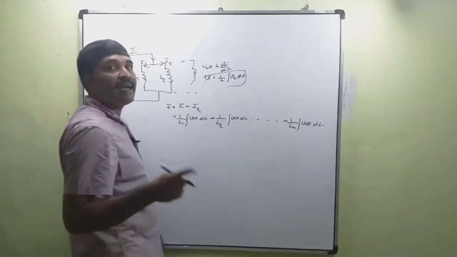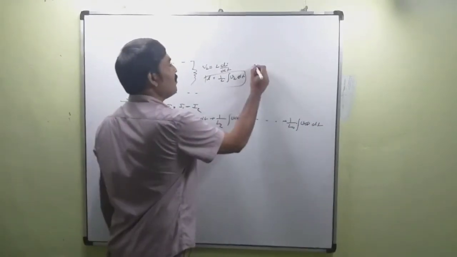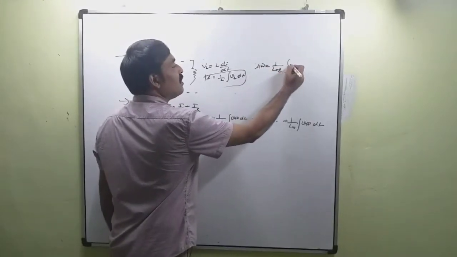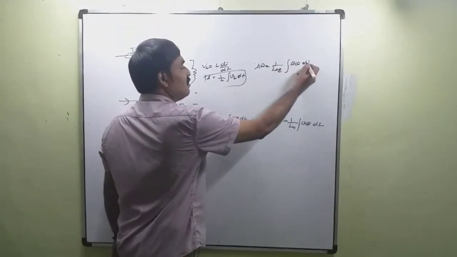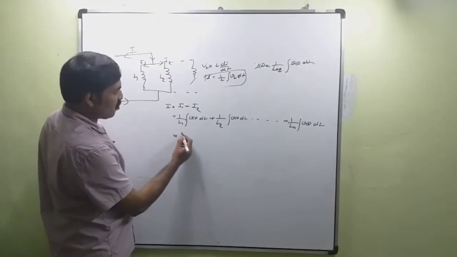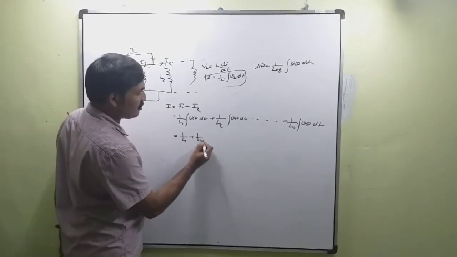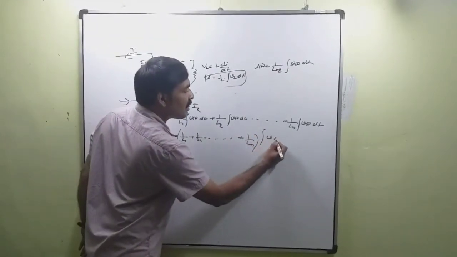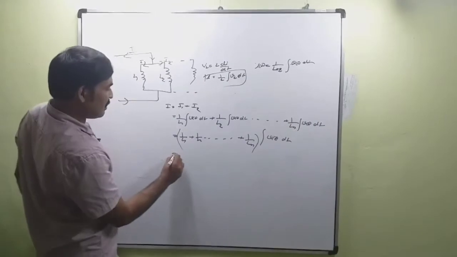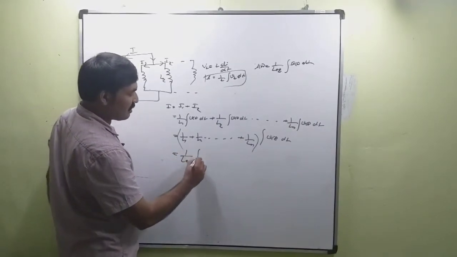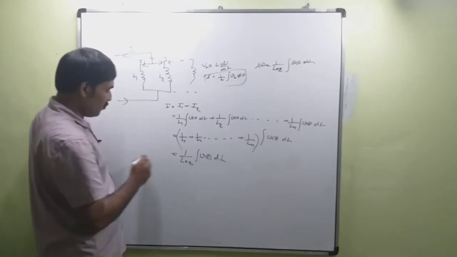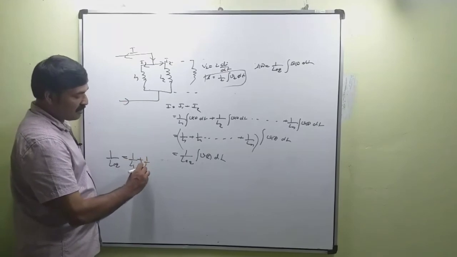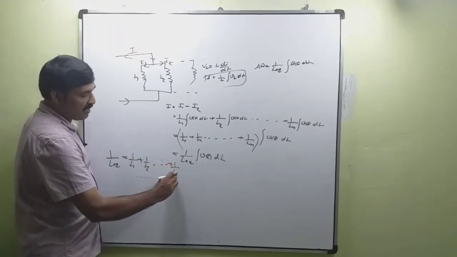This is replaced by an equivalent inductance. Then we can write I of t is equal to 1 by L equivalent into integral V of t dt. So this is equal to 1 by L1 plus 1 by L2 up to 1 by Ln, this whole into integral V of t dt, which is equal to 1 by L equivalent into integral V of t dt. Therefore, 1 by L equivalent is equal to 1 by L1 plus 1 by L2 up to 1 by Ln.